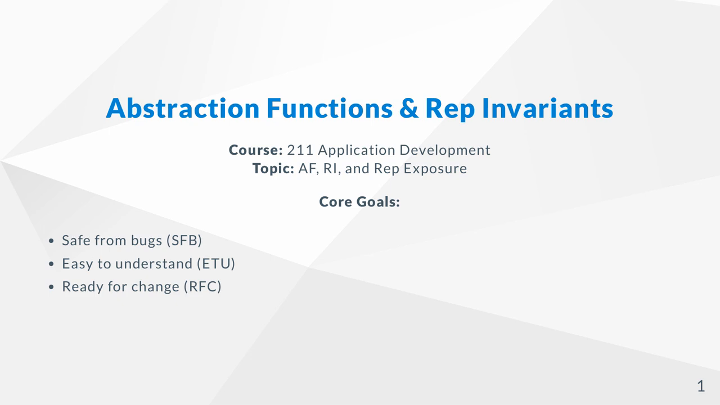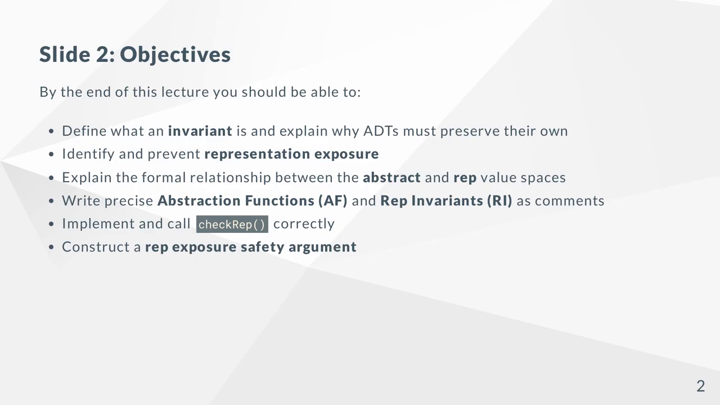In this lecture, we study two of the most powerful tools in software engineering, the abstraction function and the rep invariant. These concepts let us reason precisely about whether our implementations are correct and why they stay correct. By the end of this session, you should be able to write precise abstraction functions and rep invariants as comments in your code. You should also understand representation exposure, know how to prevent it, and be able to construct a rep exposure safety argument. And you should understand benevolent side effects, rep changes that do not change the abstract value.